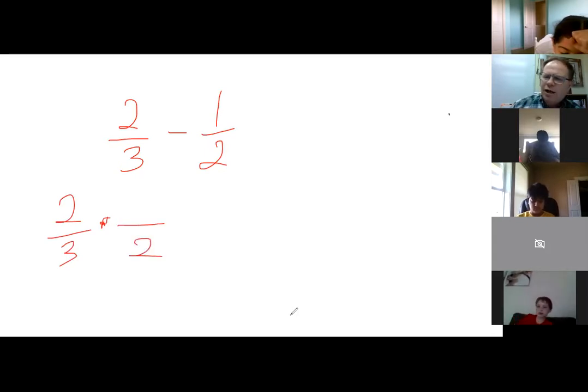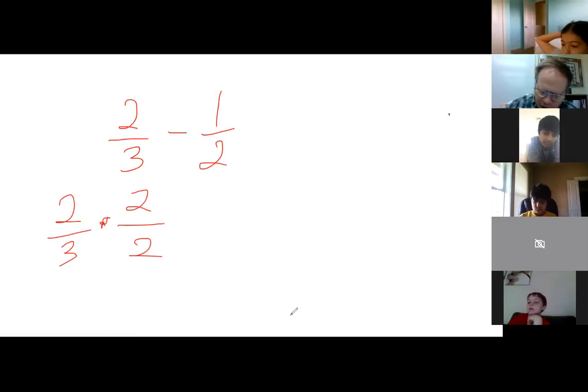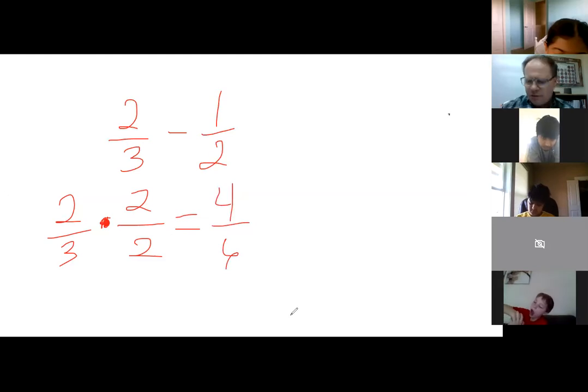In order to not change the value of it, you have to multiply the top by the same number, because 2 over 2 is equal to what? 1. Yeah, and so all we're doing is multiplying by 1. We're just changing how the fraction looks. That little dot in the middle means multiplication. So that first fraction, instead of 2/3, equals 4/6. Now, think about it. If you have 4/6 as an answer and you reduced it, what would you reduce it to? Two-thirds. Yeah, so it's the same thing.